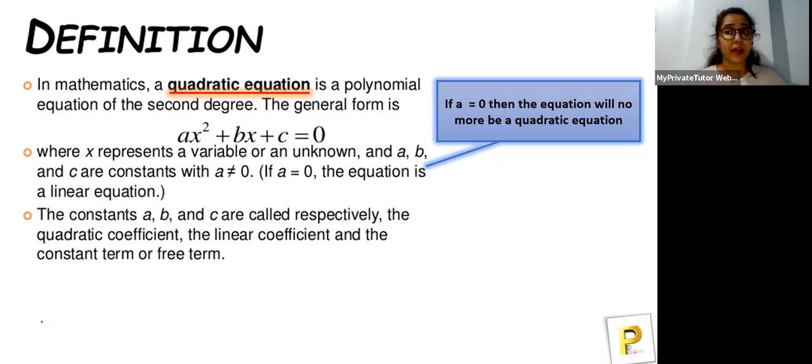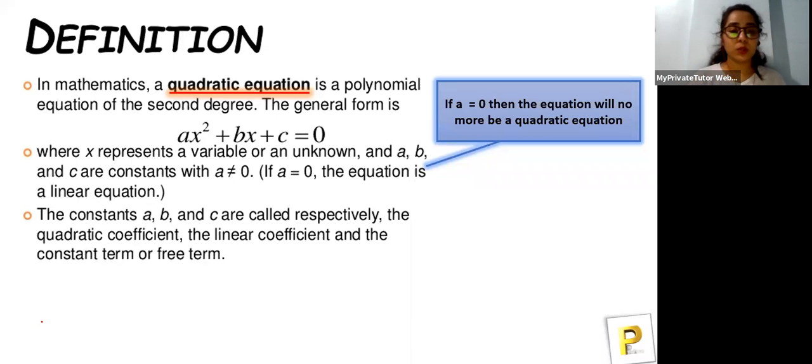I have already told you what constants are, they are numbers, with a not equal to 0, and that is very important, that a should not be equal to 0. What if a is equal to 0? If a is equal to 0, the equation is a linear equation. What is a linear equation? One with the highest degree as 1. If a is equal to 0, then the equation will no more be a quadratic equation. Because of that, a should not be equal to 0.